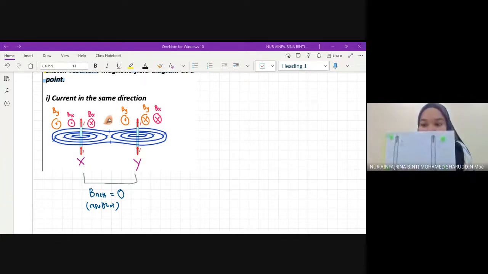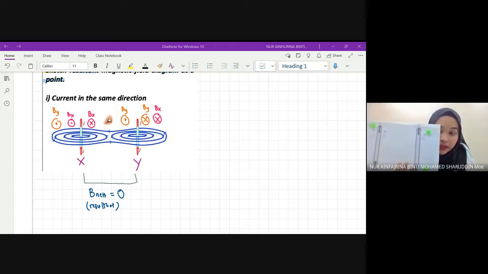Okay, so far so good, Polly. Boleh faham tak yang ini? Okay, now, kalau sini masuk dan belah sini dia akan keluar. Of course lah, satu masuk, satu keluar.